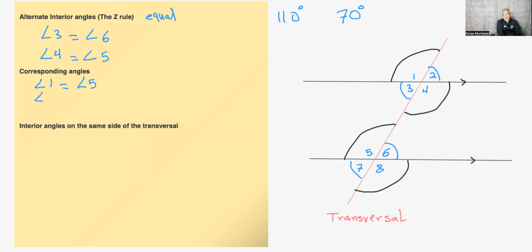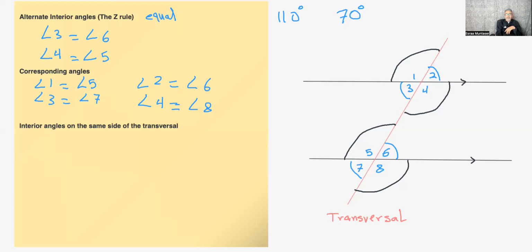Angle 3 equals angle 7 because they are corresponding. Angle 2 corresponds, so it's equal to angle 6. And angle 4 equals angle 8, corresponding angles. So this is how we know corresponding angles. It's very important though to know which angles look equal, just by eyeballing.